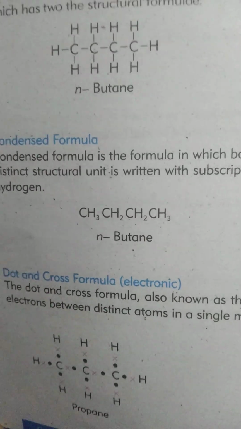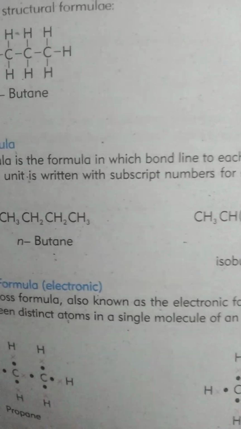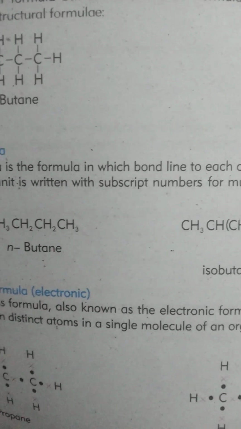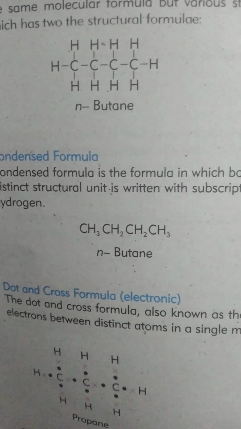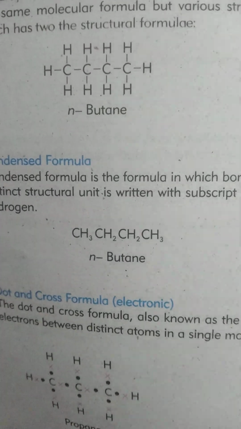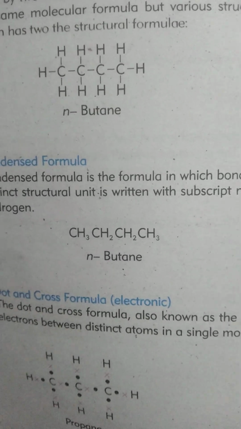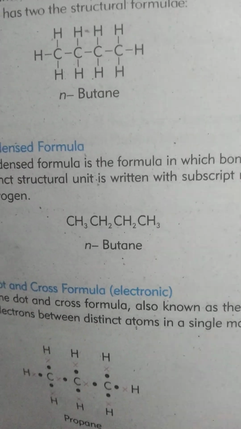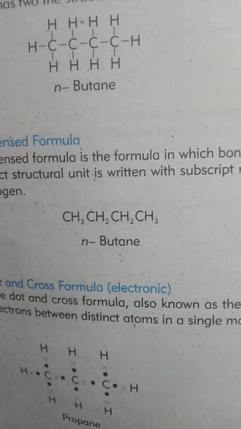Dot and cross formula. The dot and cross formula is also known as the electronic formula. Why electronic formula? Mostly this formula shows the sharing of electrons between the atoms. Here we see the carbon atoms sharing, and the dots represent their sharing.